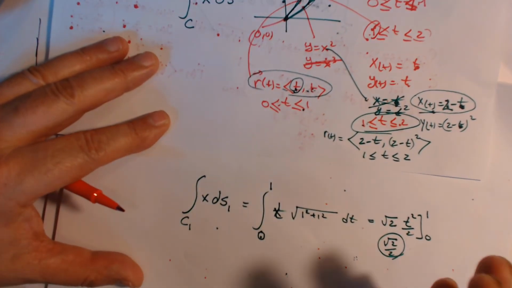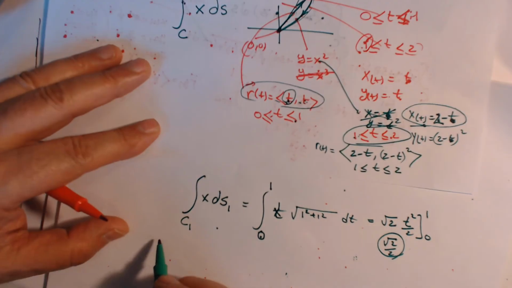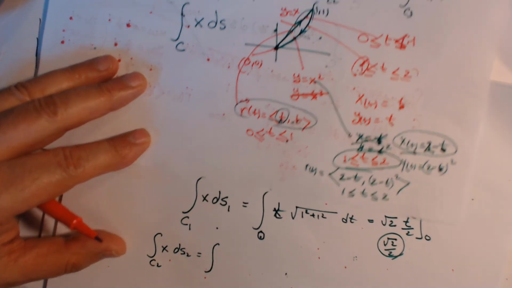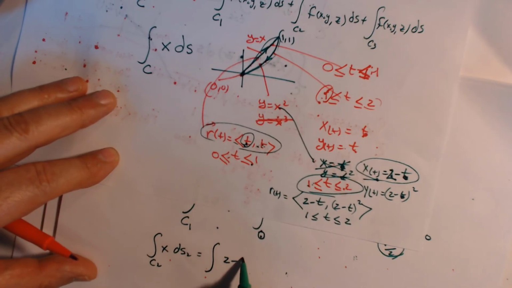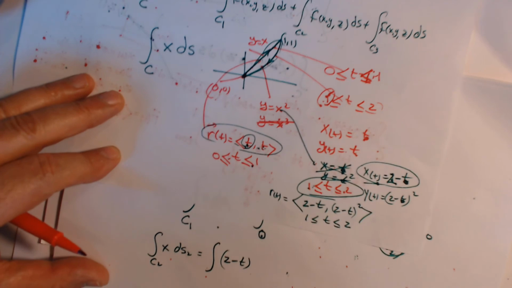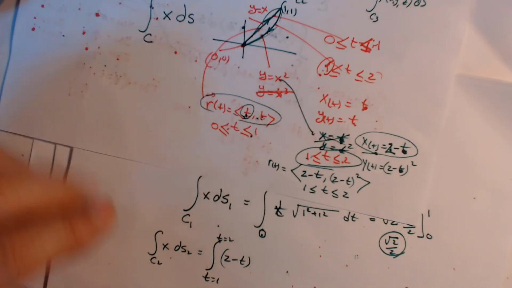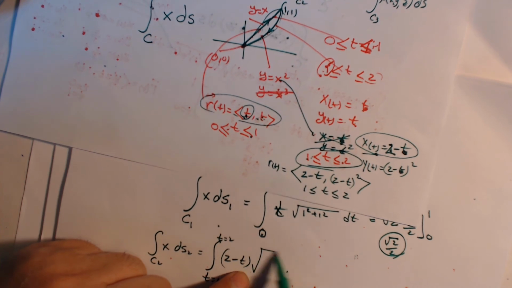That's only for that path. But how about C2, the integral of x ds, where on C2 my x was 2 minus t, and t was from 1 to 2. And what is my arc length?